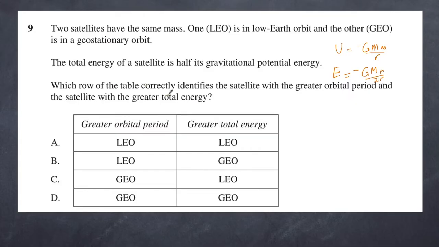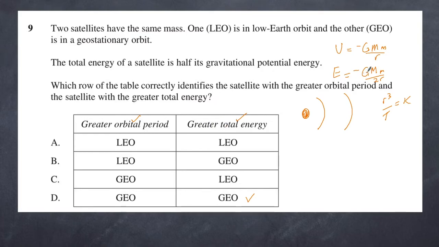We're asked now to find which of these responses is correct for identifying which has the greatest orbital period and which has the greatest total energy. Now, if this is my planet over here and I have a satellite in this orbit and a satellite in this orbit, my orbital period basically increases as we go out based on Kepler's third law. r cubed over T squared is a constant, so therefore the satellite that has the greatest period is our GEO. We're then asked which has the greatest total energy.